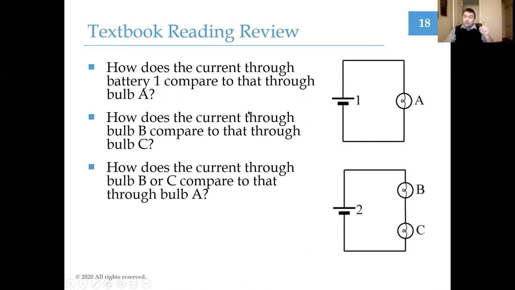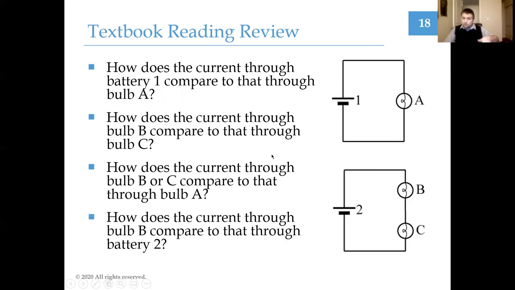But we argued that the second circuit here has more obstructions. There are more things for the flow to interact with as it moves through those paths. So the current through bulbs B and C will be less than the current flowing through A, because again, B and C have more obstructions for the current. So the entire flow through circuit 2 will be less than the flow through circuit 1.